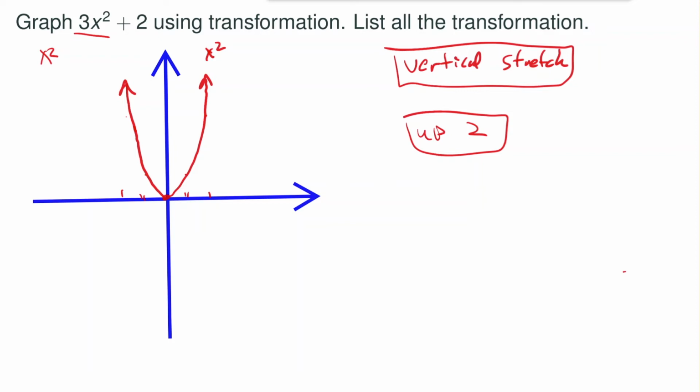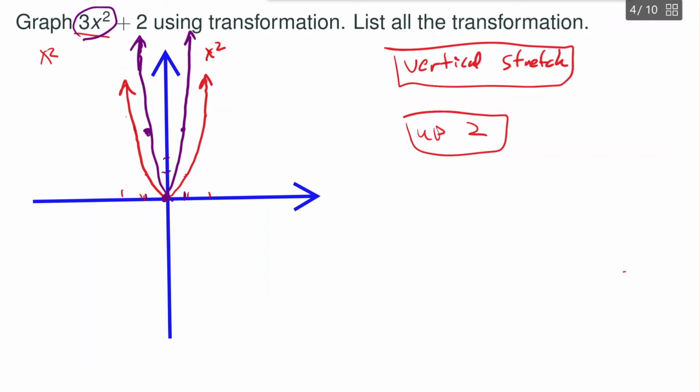And one way we can tell that is by just looking at 3x squared. If you plug in 0, we get 0. If you plug in 1, now 1 does not give us 1, it gives us 3. Negative 1 also gives us positive 3. So as you can see, if you connect all the dots, it becomes narrower. So you can always test by plugging in some points. And then from here, we go up by 2.